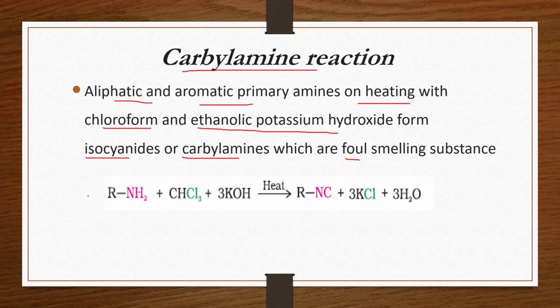The reaction can be represented like this: RNH2 plus CHCl3, chloroform, plus KOH. When we heat, we will get RNC, this is isocyanide, along with KCl and water.